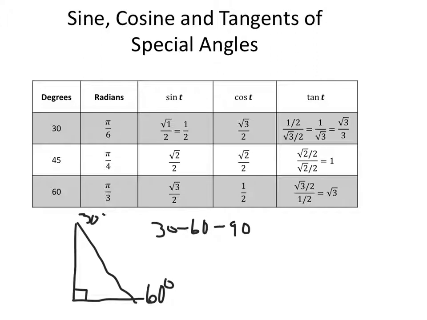It just so happens that a side length of 1, a hypotenuse of 2, and a side length of the square root of 3. If you memorize this triangle, it's the same as memorizing 30, 60, 90 degrees for your unit circle. If you prefer, you could do a nice isosceles right triangle.